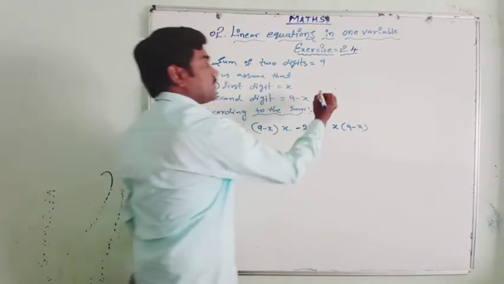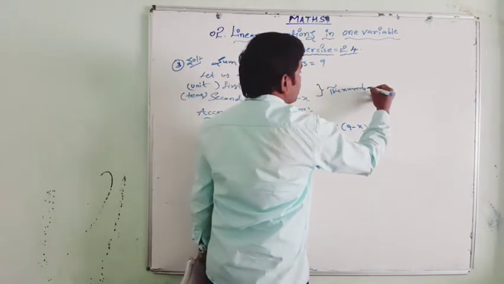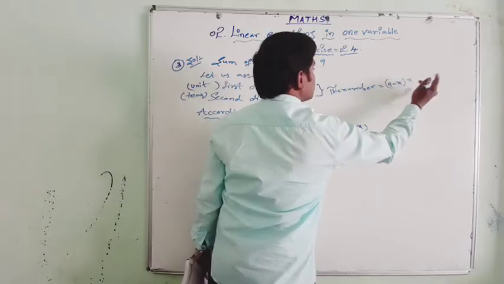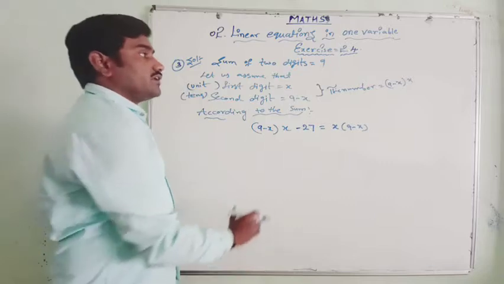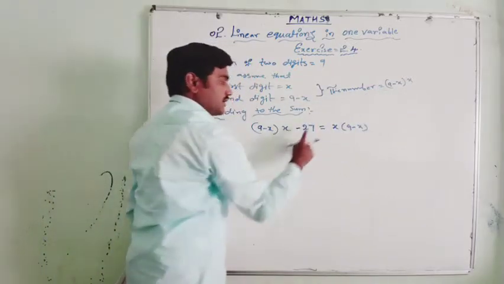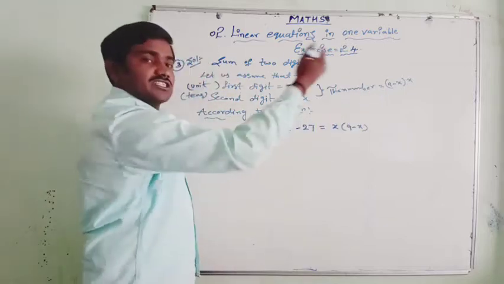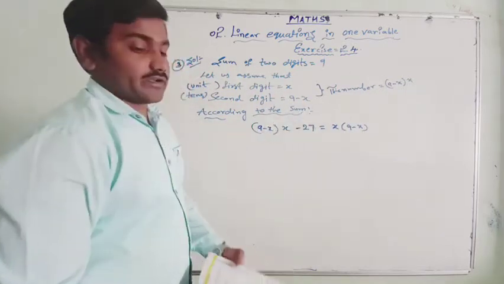Now the number here is 9 minus x and x, with the unit place and tens place. When you subtract 27 from this number, these digits will be reversed. That is, the ones place digit will be the tens place and the tens place digit becomes the ones place. So we got this.